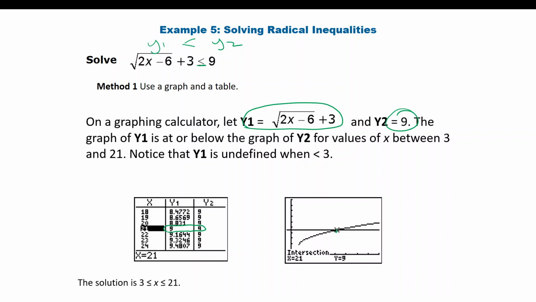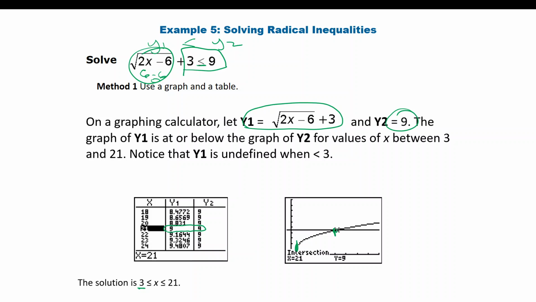So we can see this, and notice that the solution also includes 3, because 2 times 3 is 6 and 6 minus 6 is 0, so we no longer have anything in here. And then we end up with 3 is less than 9, which is true. So x has to be greater than 3 or less than 21. So you could see that in your calculator here.